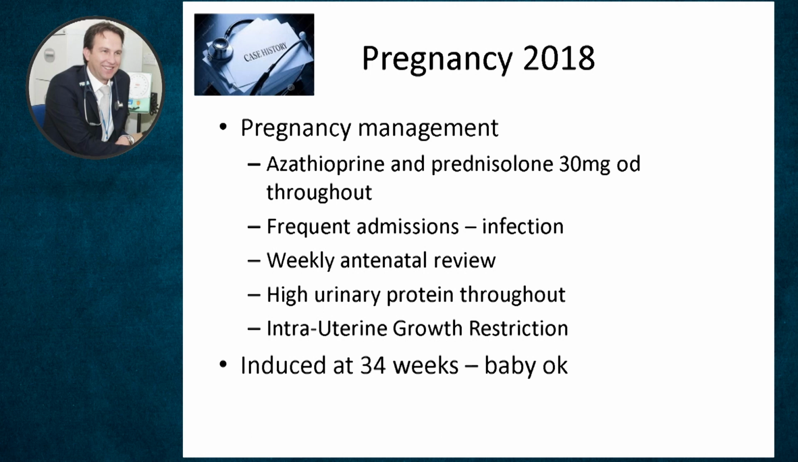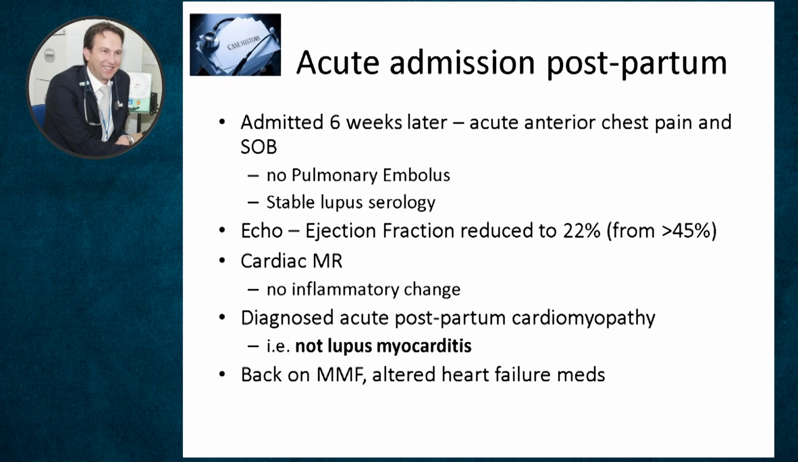She had persistently high proteinuria throughout, and as a result, her baby failed to thrive with intrauterine growth restriction, and she was induced at 34 weeks due to the onset of placental failure. However, despite all of this, the baby did very well, and so did she once the delivery had happened and we were able to control her disease better.